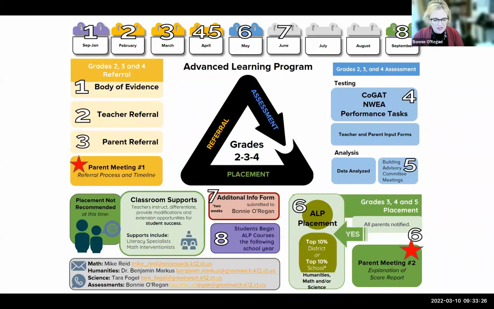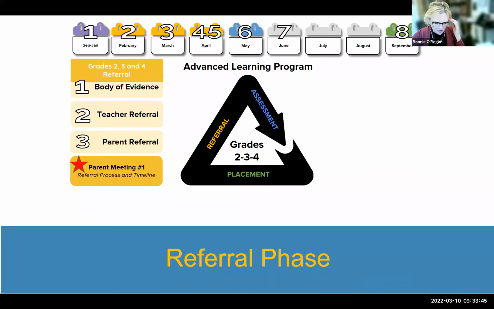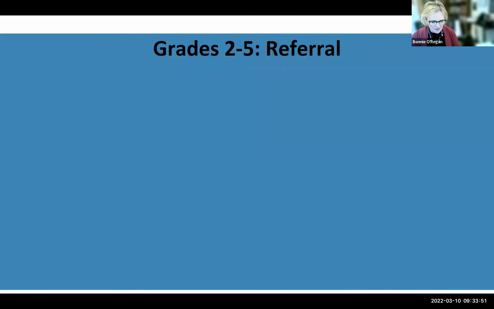Greenwich uses a three-phase placement process to identify specific academic student needs and match learners with an appropriate education. This graphic shows that full process: referral, assessment, and placement. It looks a little overwhelming at first, so let's break it down. The referral phase is the direct procedure that enters a student into the evaluation phase. The referral process is broken down into three tiers.